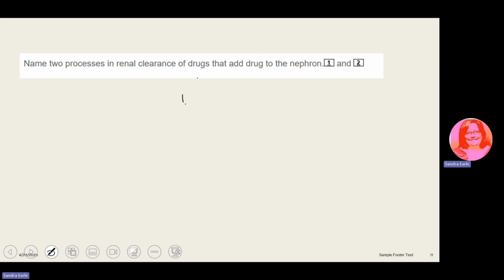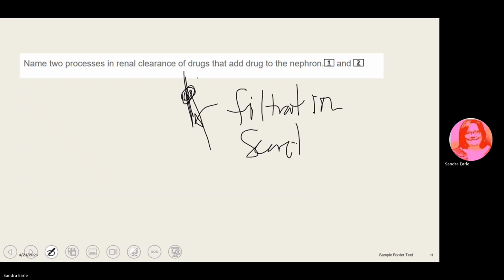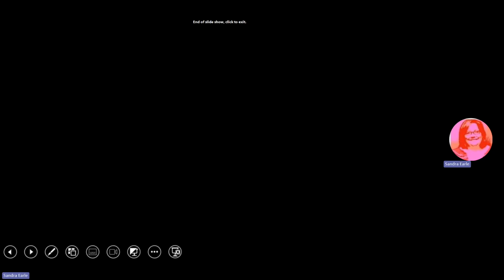Name two processes in renal clearance of drugs that add drug to the nephron. All right, well, we know filtration does. And then as we move down, we've got secretion also adding. And then the third process is reabsorption. No, that takes it back, doesn't it? So these are your two right here. And that's it. Not bad, huh?